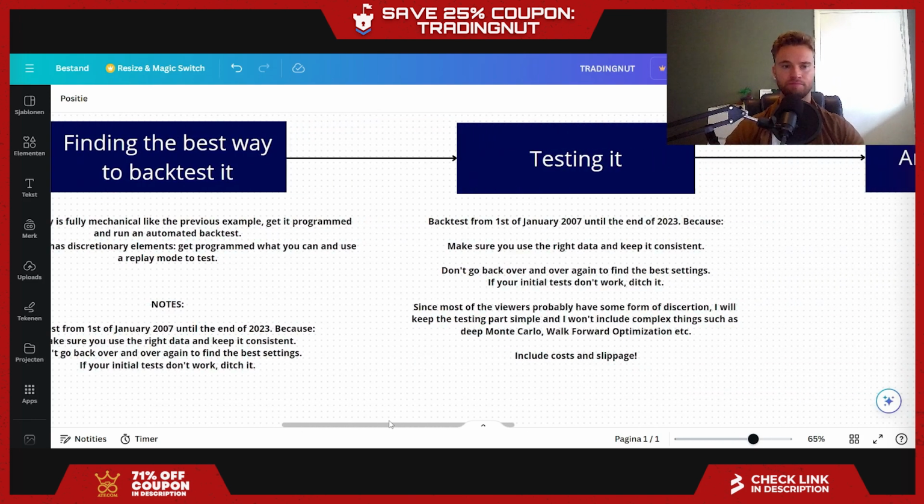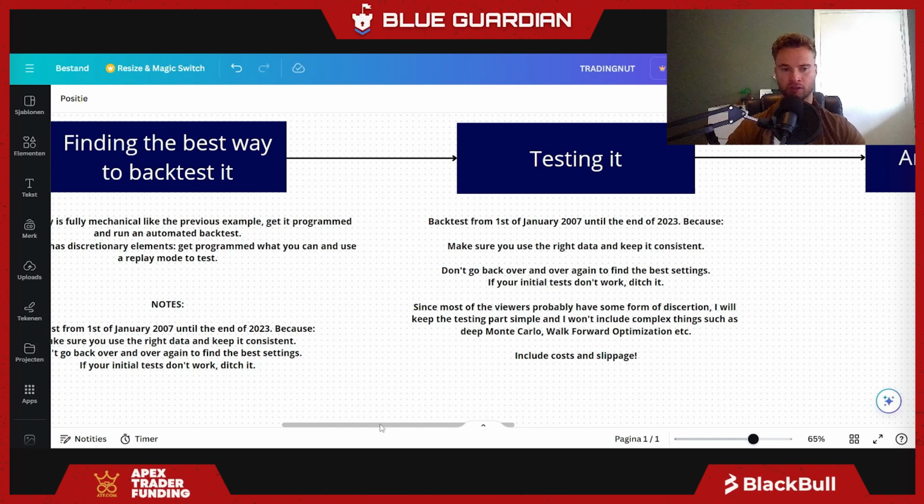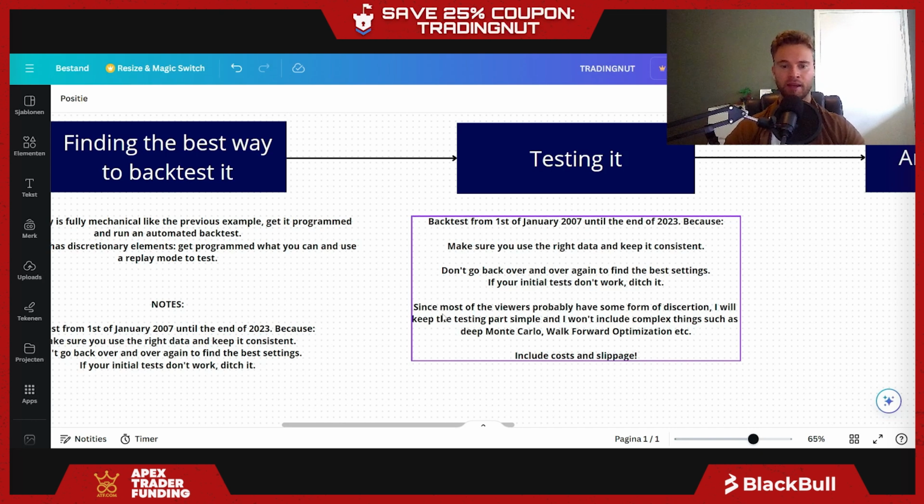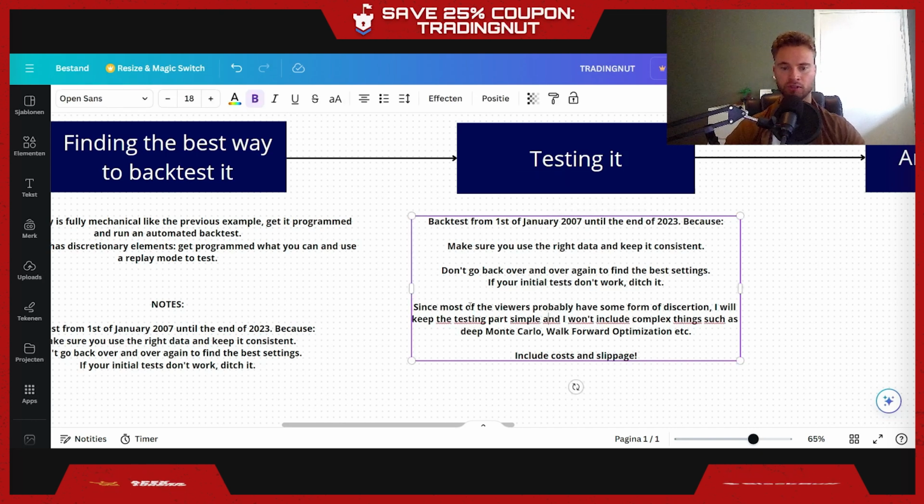All right, so we find the best way to test it. You got the right data, you know what to do and not to do, start testing. And you backtest from this because, like I said earlier, you want to have the full picture. So make sure you use the right data, keep it consistent, don't go back over and over again. And since most of the viewers, like I said, use some kind of discretion, keep it simple.